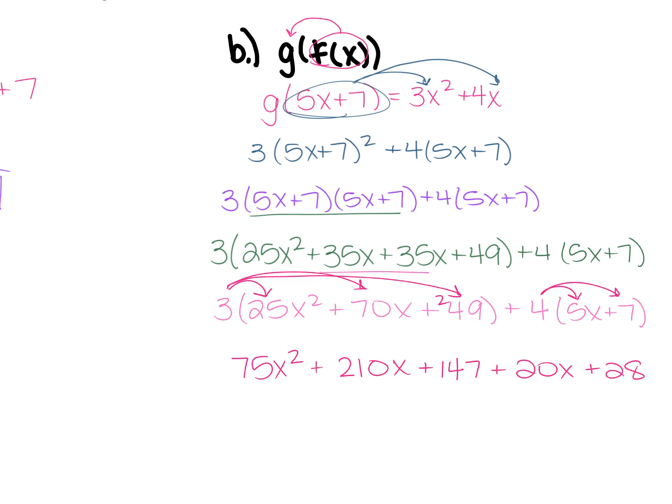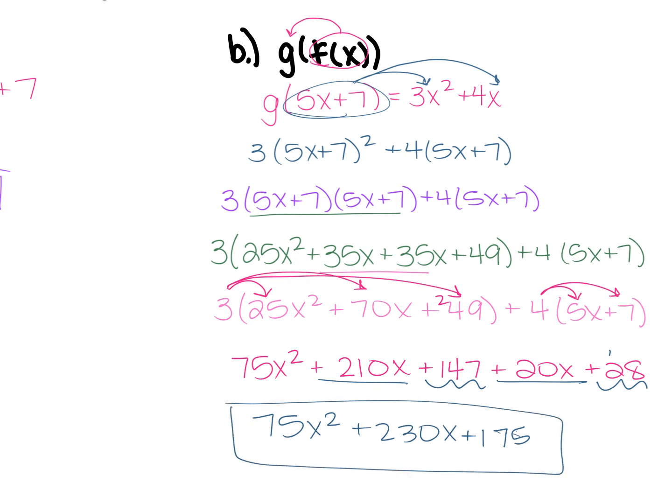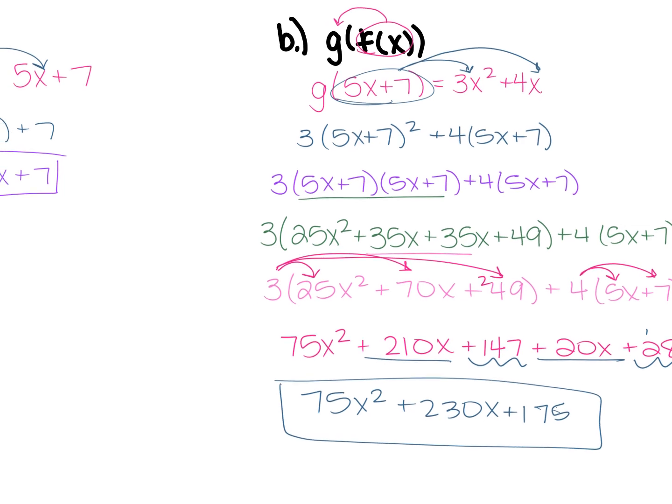From here, combine your like terms. That 75x squared drops down. You have 210x plus 20x, which is 230x. Then you have 147 plus 28. Your 7 and 8 give you 15. You carry the 1. 3 and 4 is 7 with your 1 in front. So that's 75x squared plus 230x plus 175.